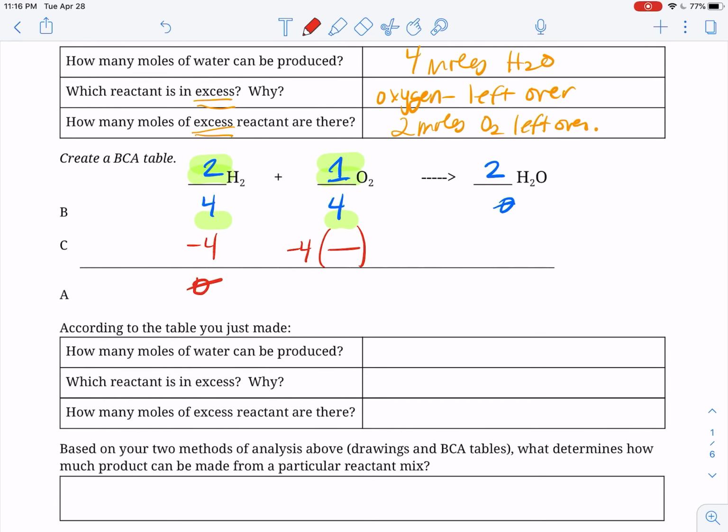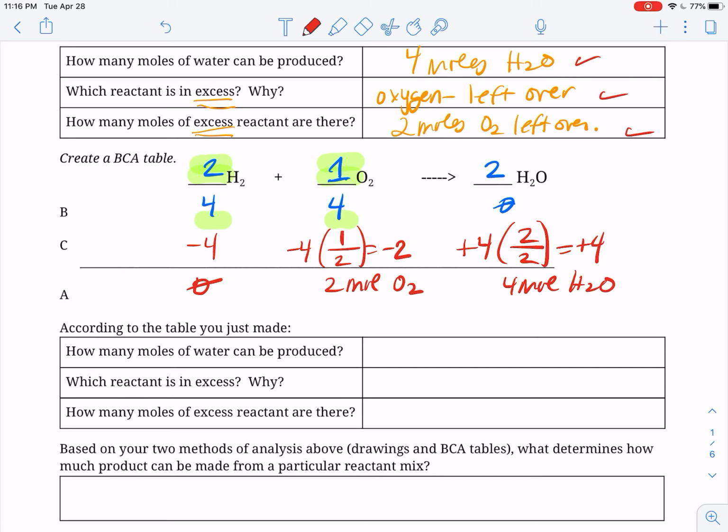Okay, so if you're not good at the regular stoichiometry already, you need to go back, because you're not going to be able to do this if you can't do what we did the last couple days. Okay, the given on the bottom, 2 to 1, or 2. So this is going to be a 1, this is going to be a 2. That means I'm going to use 2 moles of this, and I'm going to create 4 moles of this. So I'm going to get 2 moles of O2 left over, and 4 moles of water created, which you can see is what we got up here also. So how many moles of water will be produced? 4.